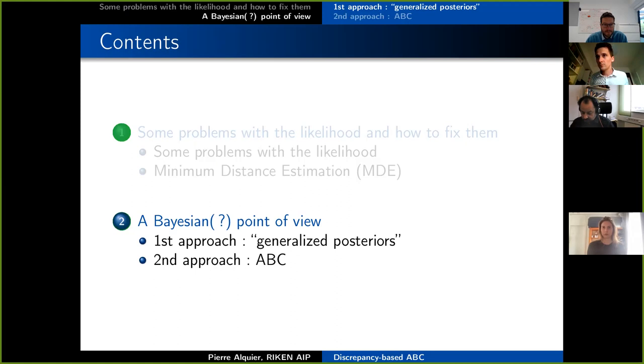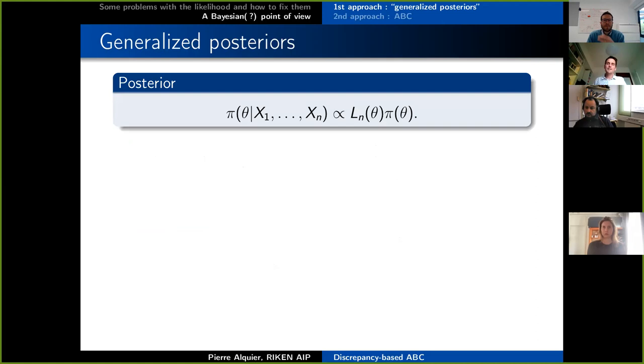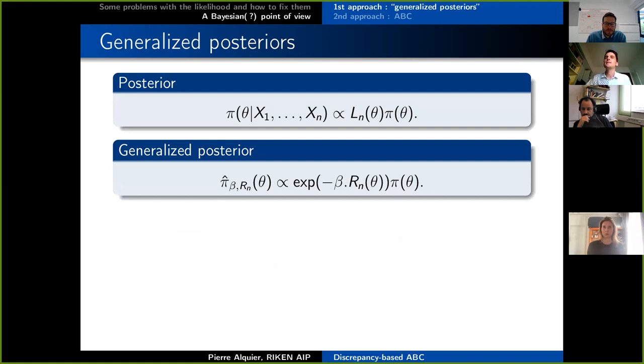I will start with a short advertisement, because there are two possible ways, maybe more, but I'm aware of two, to use minimum distance estimation in a Bayesian framework. A possible idea is something that's becoming very popular recently, mostly in machine learning, but I think in statistics also it's quite important now. The idea is to replace the posterior, which is essentially proportional to the likelihood times the prior, by a kind of pseudo likelihood times the prior. You take the exponential of minus a parameter times the risk function.